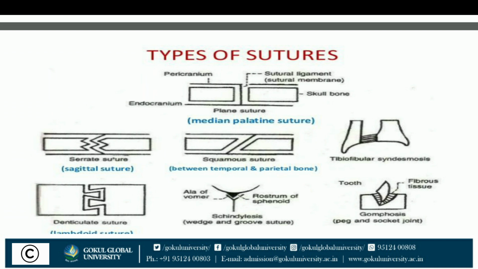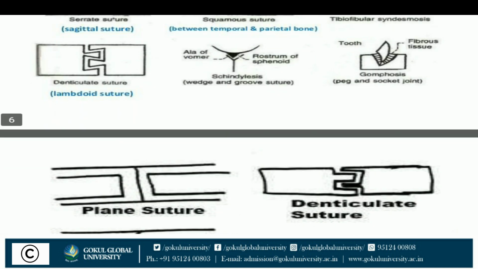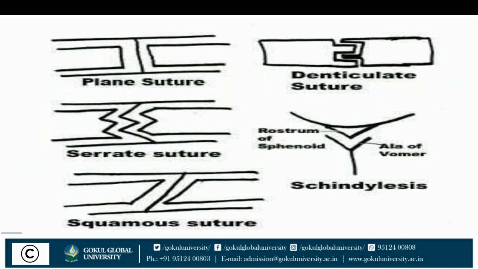Okay, this diagram shows the different types of the sutures: serrate suture, lambdoid suture, denticulate, squamous suture between the temporal and parietal bone, syndesmosis, wedge and groove suture, ala of vomer and rostrum of sphenoid, tibiofibular syndesmosis, and last one peg and socket joint, that is gomphosis. Okay, again same diagram: plain, serrate, squamous and denticulate.